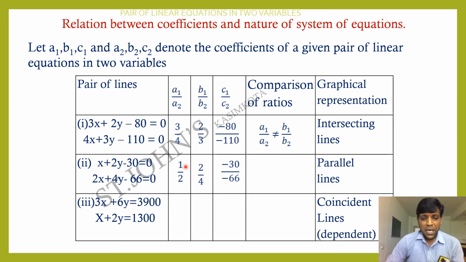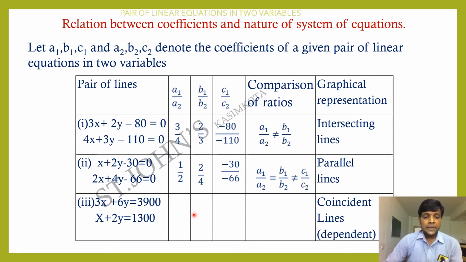But a1 by a2 and b1 by b2 are equal, not c1 by c2. That is the second case: a1 by a2 equal to b1 by b2, not equal to c1 by c2. It means the given lines are parallel lines. So what is the condition for parallel lines without a graph? Given the equations, first of all you have to write the ratios. The condition is a1 by a2 equals b1 by b2 not equal to c1 by c2. Then the lines are parallel.